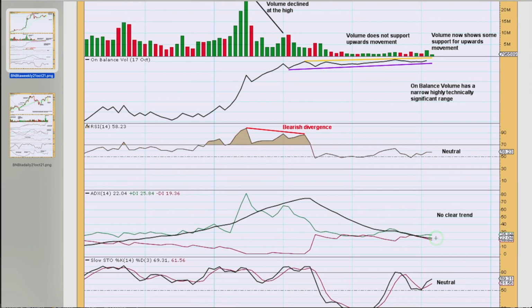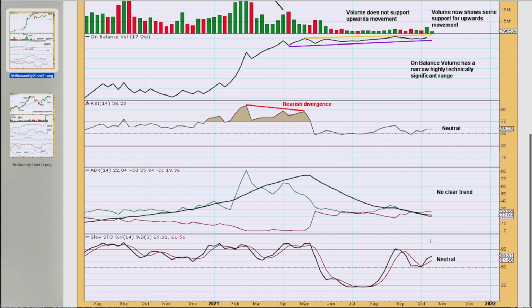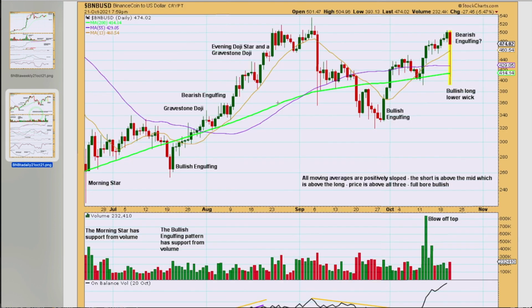ADX declining. The DX lines have been whipsawing in recent months. Currently the positive DX line is above the negative. If ADX turns up here, it would indicate an upward trend, but these lines could whipsaw again. So at this stage, no clear trend. Stochastics in neutral territory. Let's take a look at the daily chart.